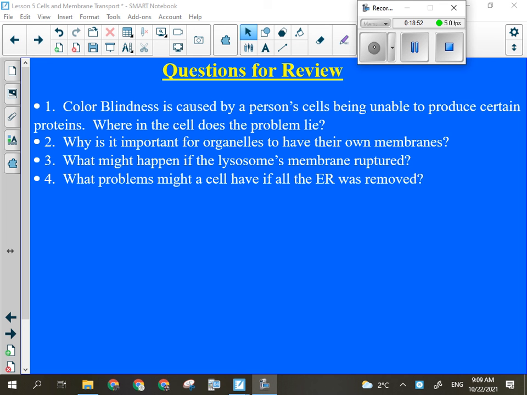Okay. All right. Number 2, why is it important for organelles to have their own membranes? Looking for like one word, kind of long. Starts with C. It was super important to highlight it on the very first slide. Kelly. Compartmentalization. Okay? Each organelle has its own separate set of conditions that help it do its job best. Compartmentalization. All right, what might happen if the lysosome's membrane ruptured?